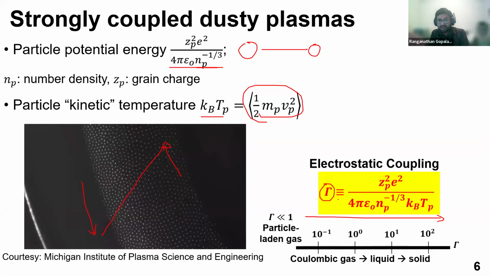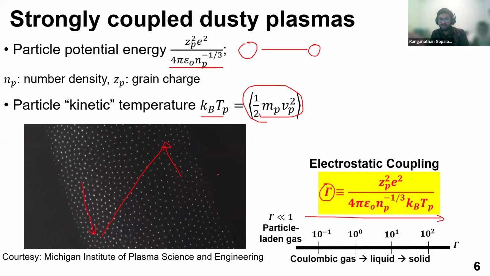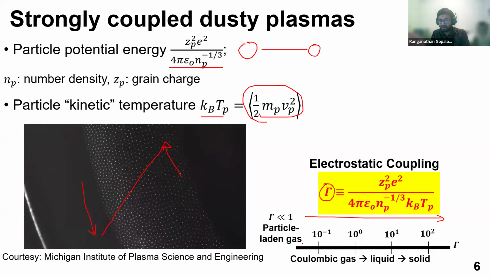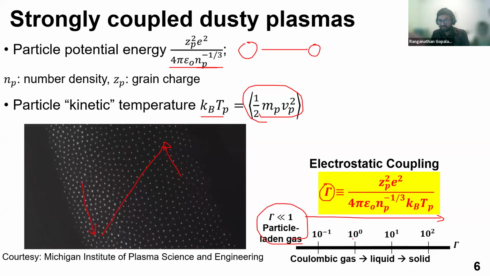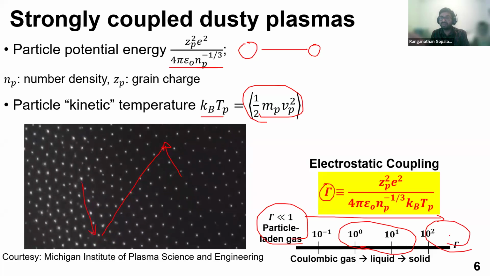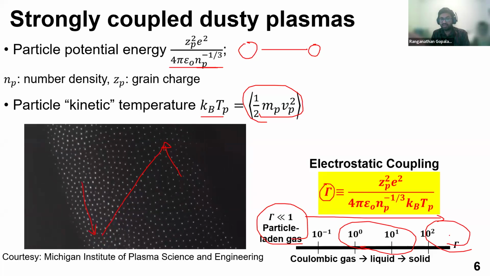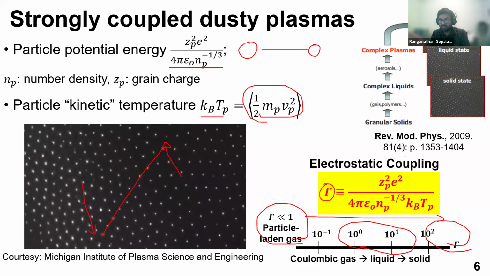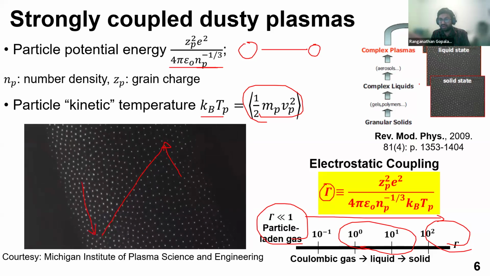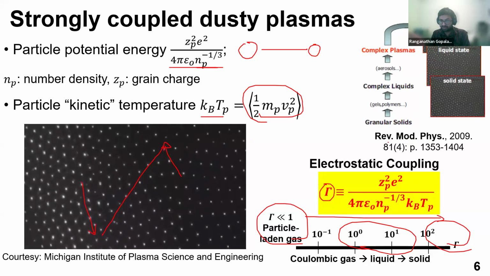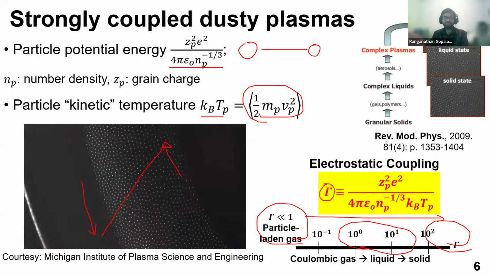And dusty plasmas are basically a model system where you can create particles that behave like gases, like liquids, or like solids, and use them for basic science experiments. So that is where the history is coming from. And I'm not saying I discovered all this. All this has been known since the mid-90s, when the field came into existence. And there are a lot of review articles that you can take a look at.